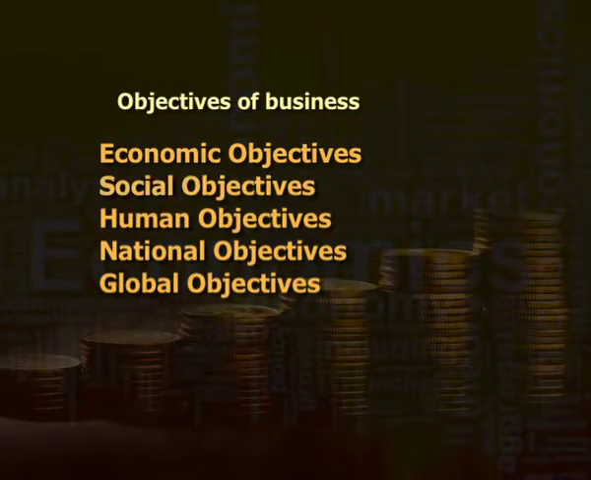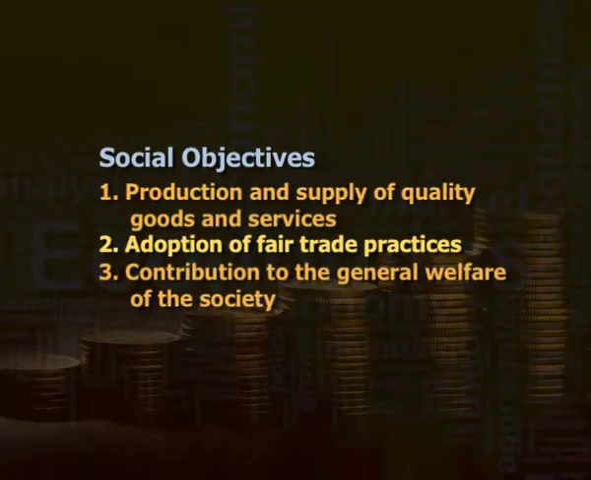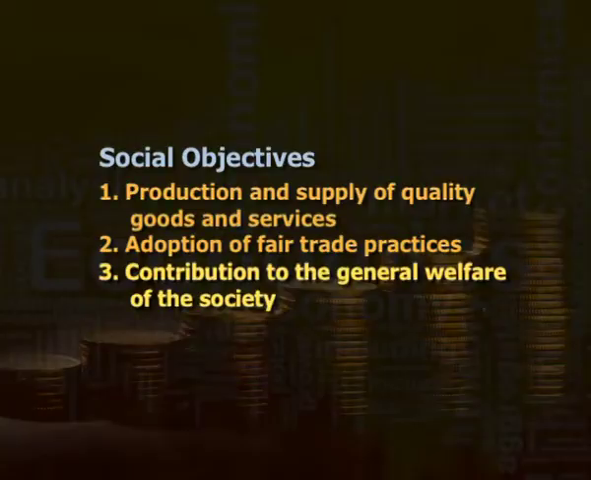Another is social objectives. First point, production and supply of quality goods and services. The objective of business should be to produce better quality goods and supply them at the right time and at right price. Second is adoption of fair trade practices. The objective of business should be to adopt fair trade practices for the welfare of the customers as well as the society.